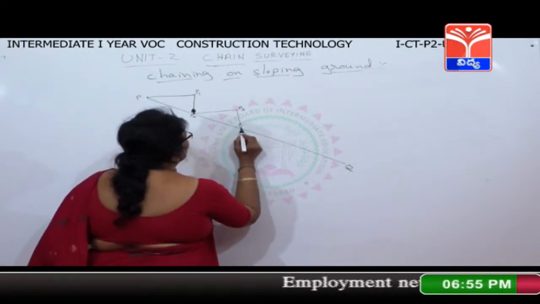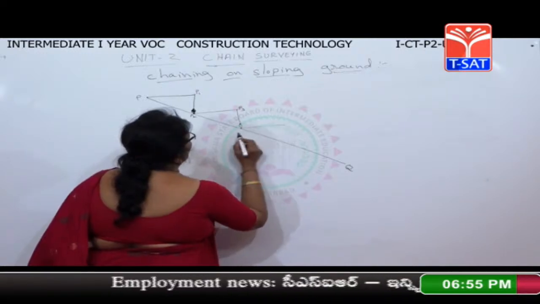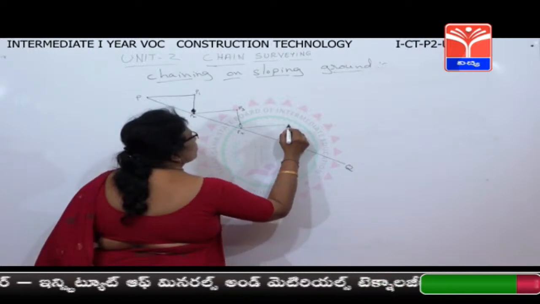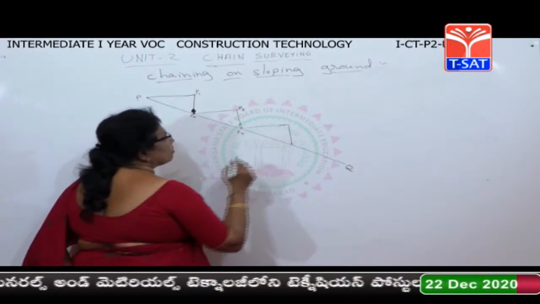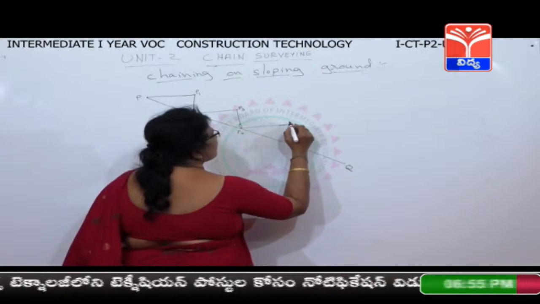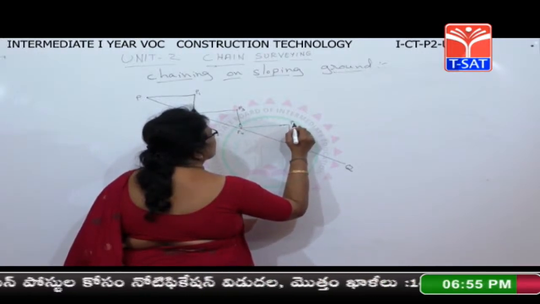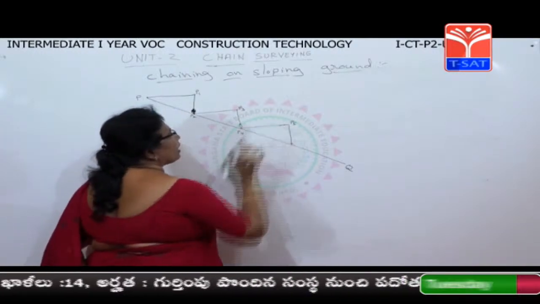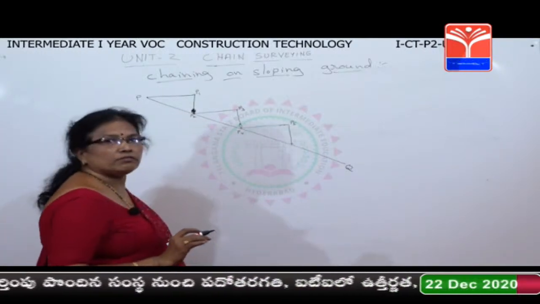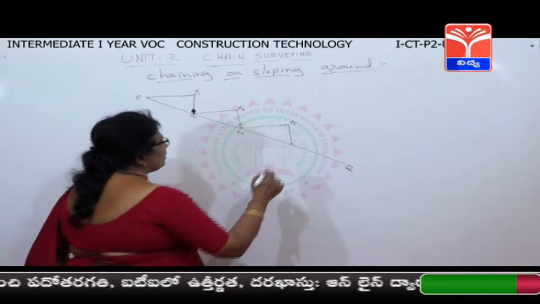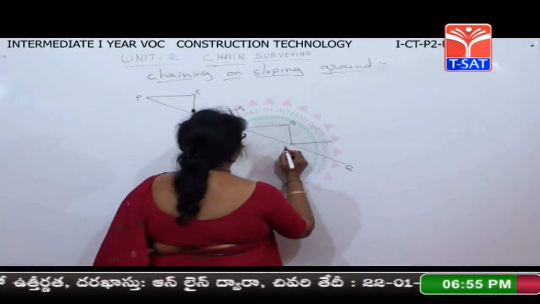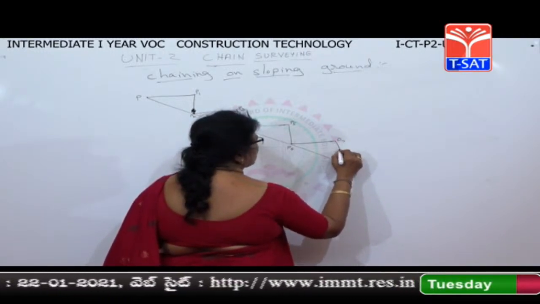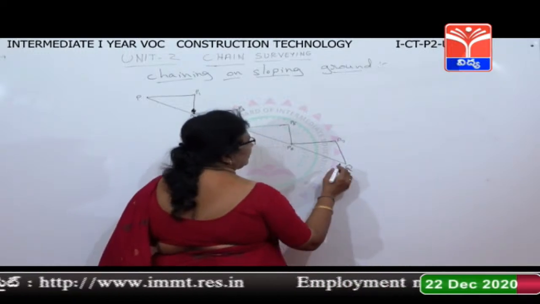Now again the same procedure. Again the person will come here, P4, and the person holds a plumb bob and stands here and again brings it in a straight line. This measurement P4 and P5 is done with the help of a chain. Finally, you will reach your point P6 and P7. This process is continued till the end.